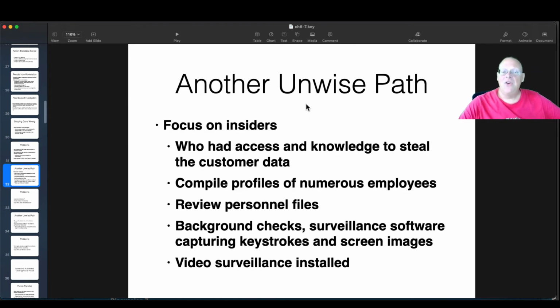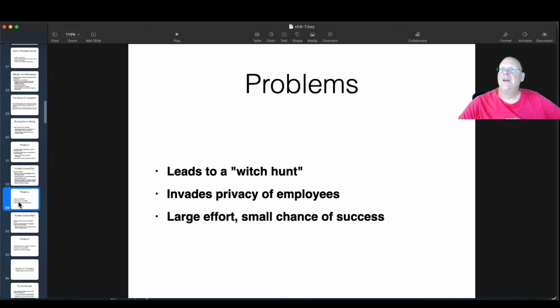Another thing you could do is jump to the conclusion that someone in your company is doing something bad deliberately. So now you'd be reviewing personnel files, trying to determine who is disloyal, background checks, video surveillance, all this stuff. This is madness, of course. This is what tends to destroy companies when you get paranoid like this. That's a witch hunt. Large effort, small chance of success, a lot of collateral damage. And also, I would say, not entirely wise because you're probably not really skilled in that area. That's like psychology and stuff.